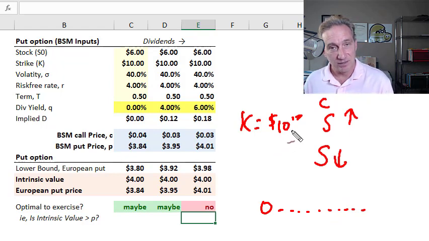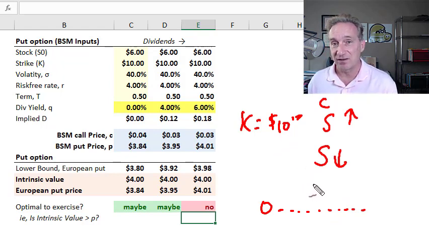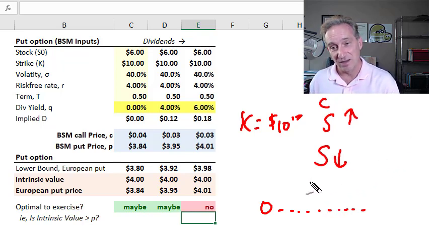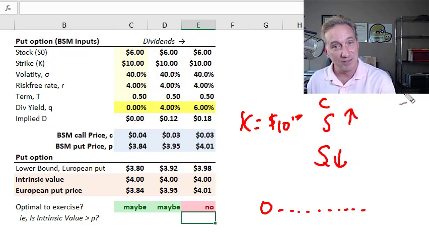That means that the put, as it becomes deeply in the money, becomes very preferable to exercise, because the closer you get to zero, deeper and deeper in the money, there's less and less upside to enjoy. On the other hand, you run the risk of volatility unraveling your gains. So there's an asymmetry there.